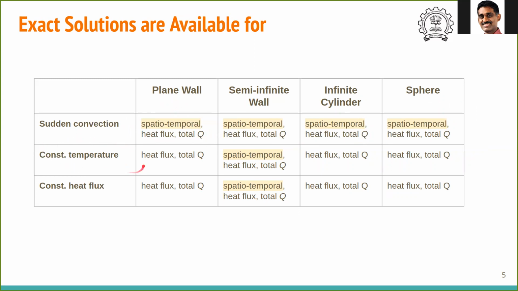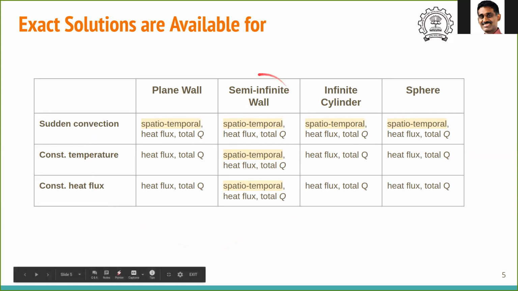When constant temperature is imposed, the full solution exists only for the semi-infinite wall. The semi-infinite wall is a very simple case, which is similar to the solution that we saw at the beginning of last lecture. So the spatial temperature variation for the semi-infinite wall can be obtained for sudden convection, a sudden change in the wall temperature, or a sudden heat flux. Suppose you're turning on an IR lamp, how much time does it take to heat? Questions like that can be answered by this solution.